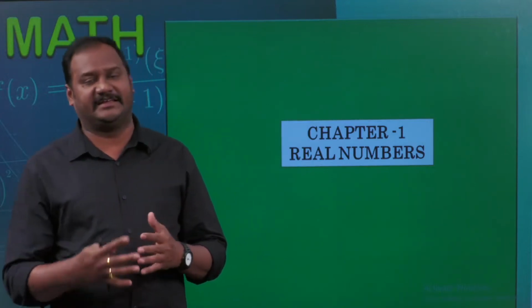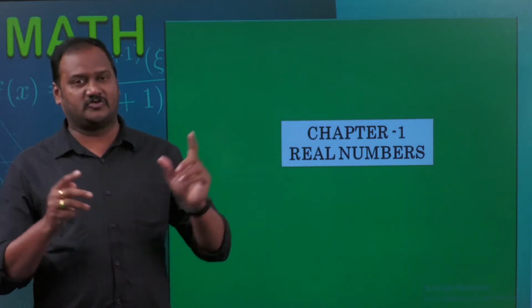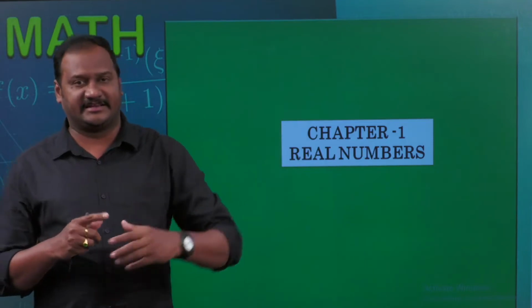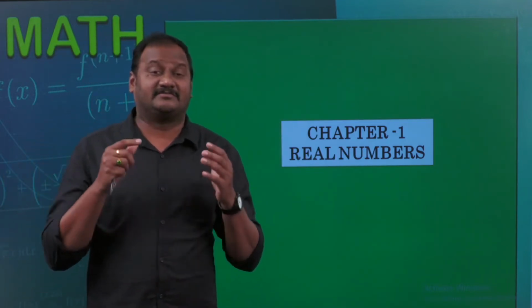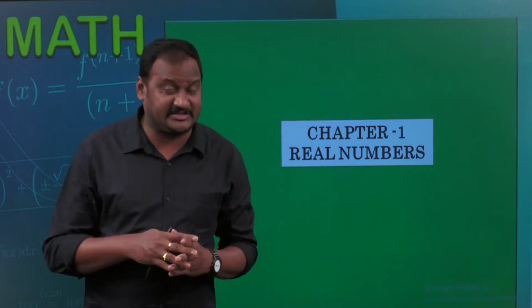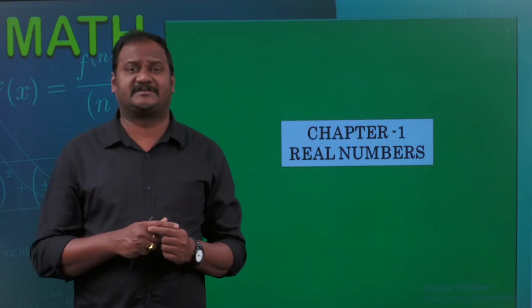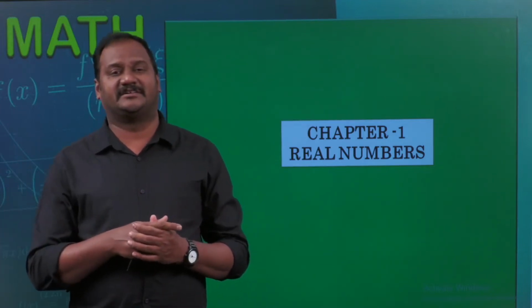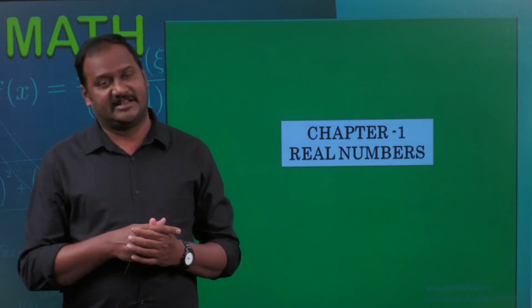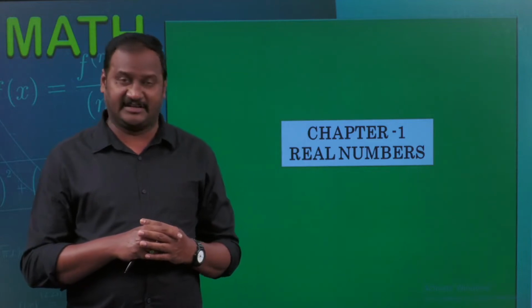And then we have irrational numbers: how to prove that a particular number is an irrational number. And then we have rational numbers in the form of p by q, and in which conditions we can express them as terminating decimals and in which conditions as non-terminating decimals. So we have totally 4 exercises in our first chapter, real numbers.